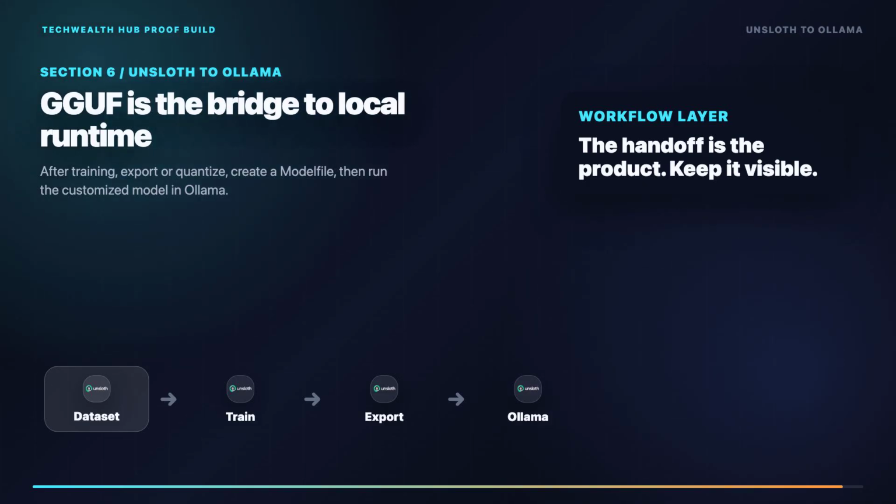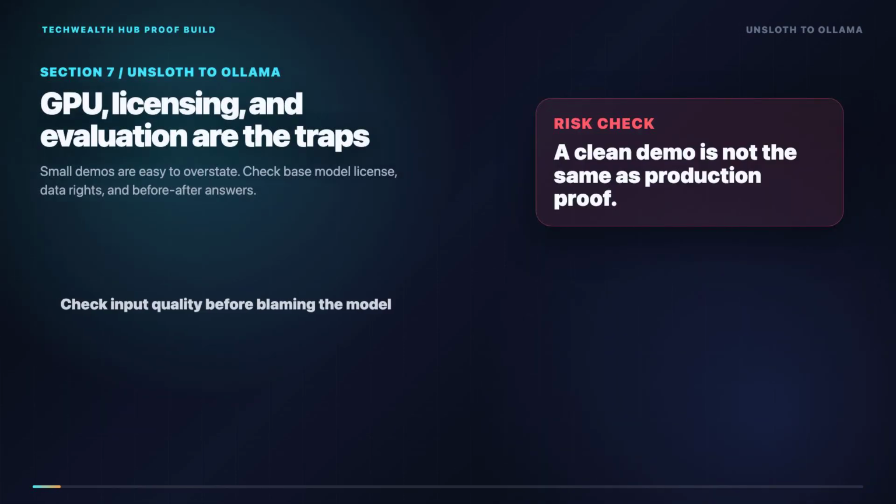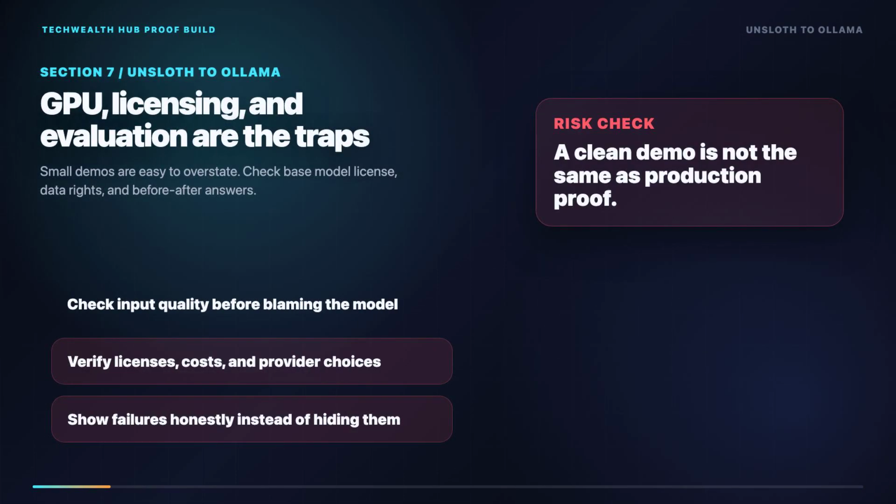The trap with Unsloth to Ollama is overclaiming. Small demos are easy to overstate. Check base model license, data rights, and before-after answers.